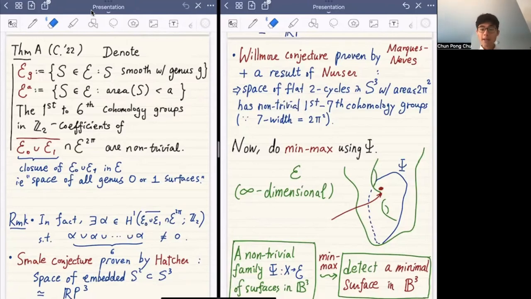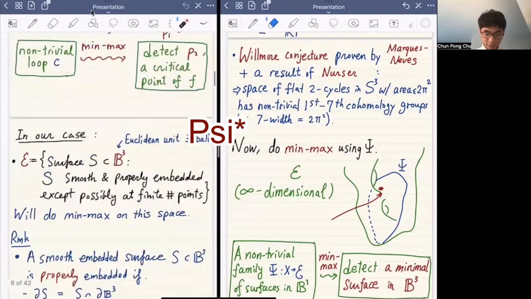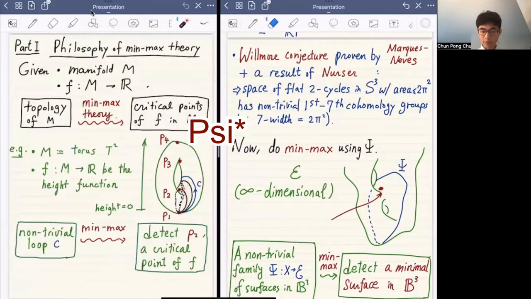So after we have this theorem A, we have some topological information about the space, and then we can do min-max theory using some phi. So what is phi? Phi would be some non-trivial family in E. So it would be something like a skeleton, a 6 skeleton in this space. So phi is something like a 6 skeleton, and then we do a pull-tight procedure. We push phi as far down as possible, like in this case, so we push it down as much as possible.